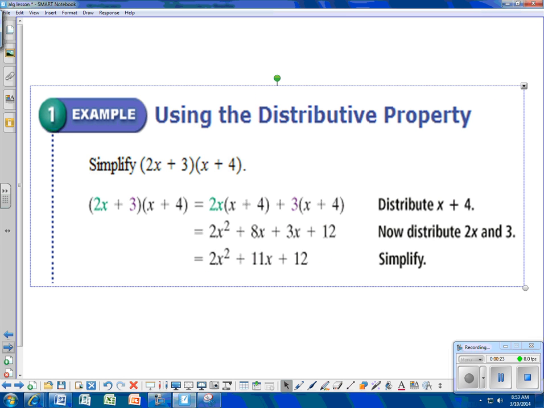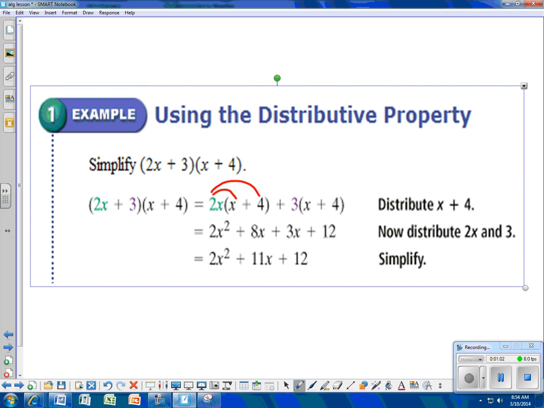First example, just need you to write this down. I'll talk about it, walk through it real quick. It is a distributive property. Basically, what's happening here is you're taking the first parenthesis and you're breaking it up into two parts. The first part is the 2x, and the second part is the 3. You're taking the 2x and you're multiplying it by the second parenthesis using the distributive property, which looks like this.